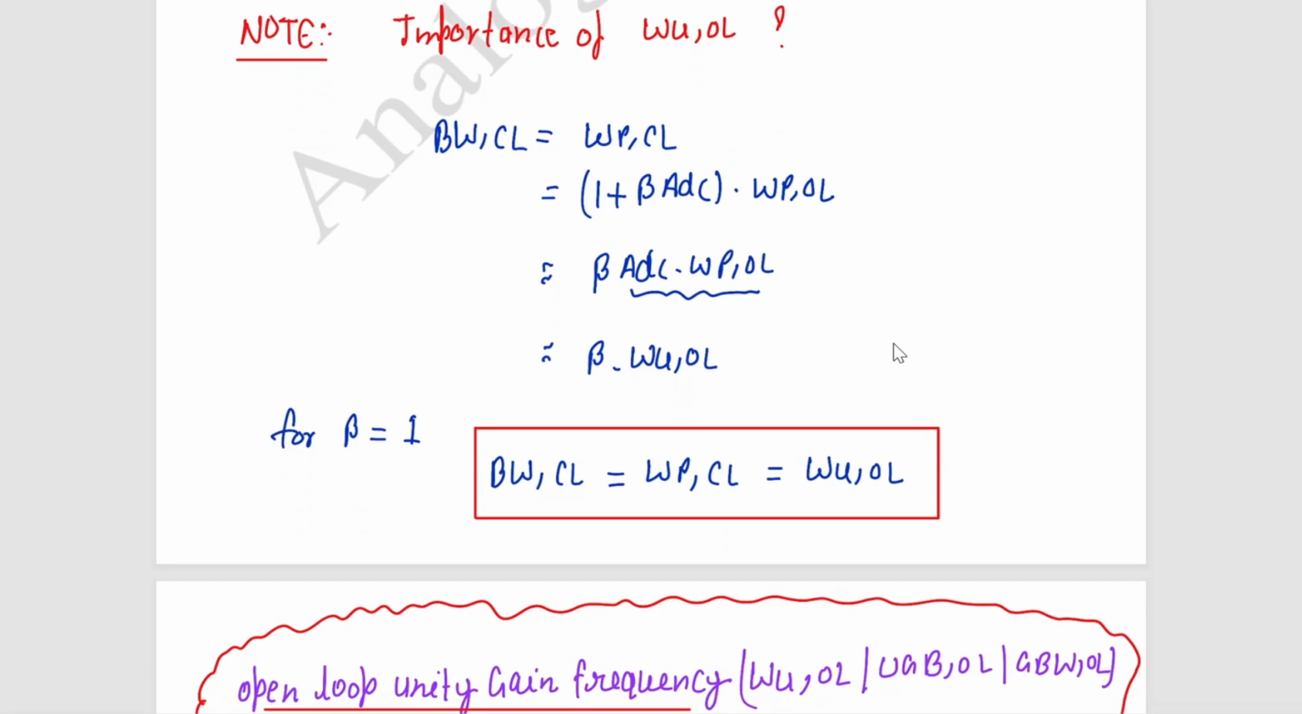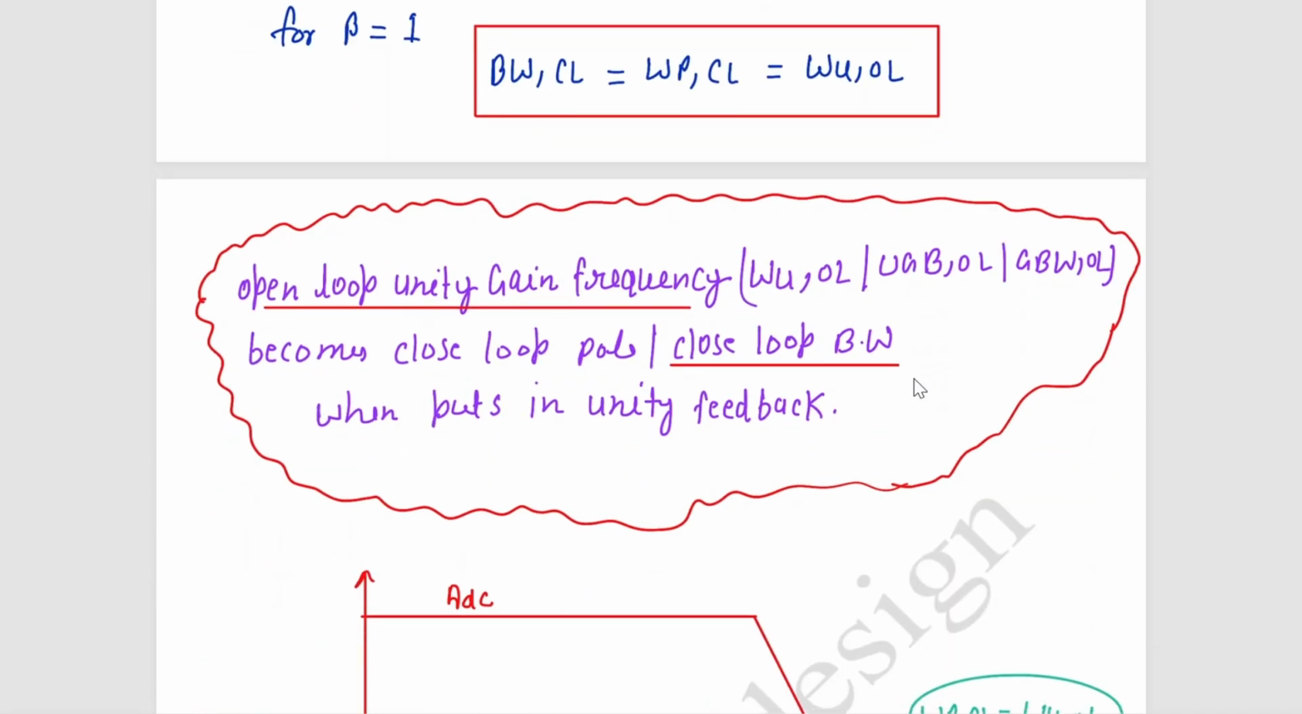Now we know that beta equal to 1 is the worst case for stability. So at beta equal to 1, bandwidth of closed loop system is nothing but unity gain frequency of open loop system. So what they are giving you as specification, unity gain frequency of open loop system, is nothing but your closed loop bandwidth. Okay. So your open loop unity gain frequency becomes closed loop pole or closed loop bandwidth when you put it in unity feedback. Okay. So open loop unity gain frequency is closed loop bandwidth of your system at beta equal to 1.